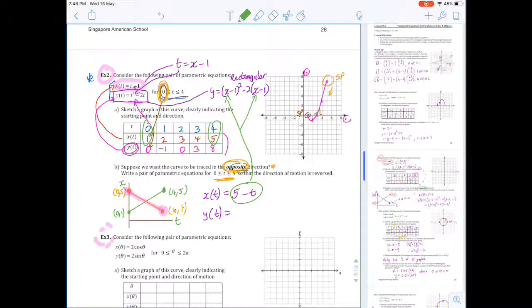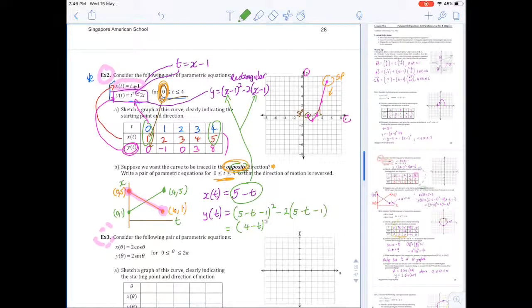Okay, and so my y of t equation now becomes 5 minus t in the place of x, minus 1, squared, minus 2 times 5 minus t in the place of x, minus 1, and I'm just going to clean that up just the tiniest little bit.